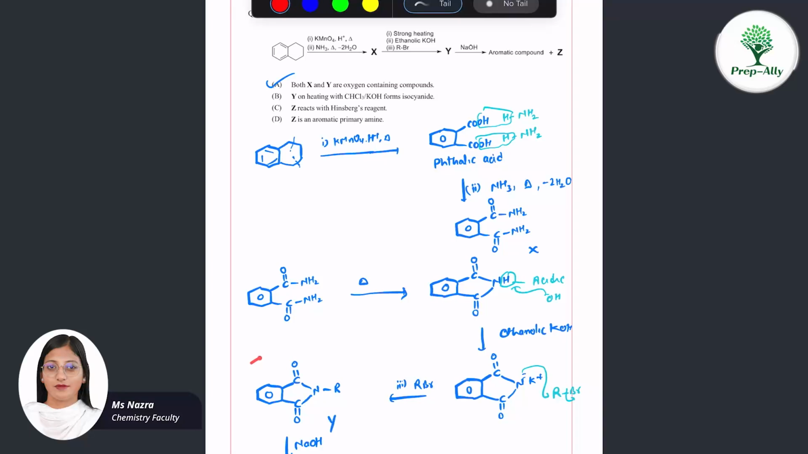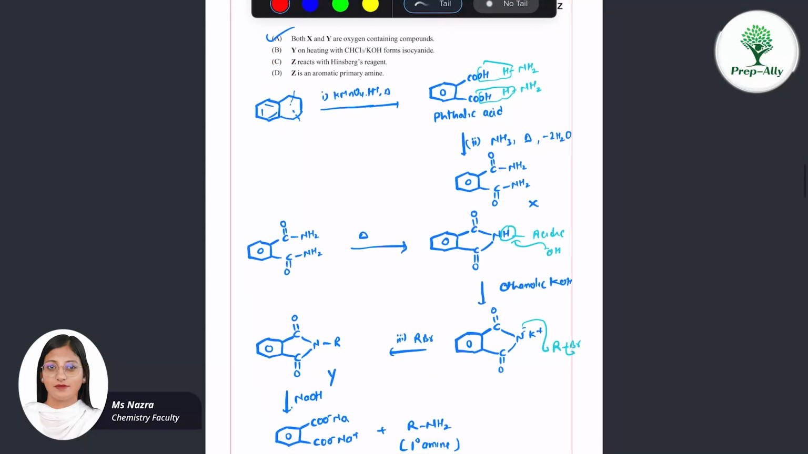See where is the Y? This is the Y. For the isocyanide test, the carbylamine test, we require a primary amine. Means Z will be reacting with chloroform and KOH and will form your isocyanide, not the Y. So this given statement is incorrect. Next is Z reacts with Hinsberg reagent.